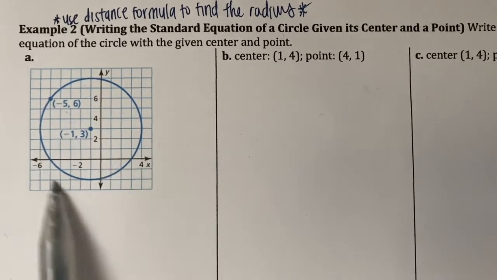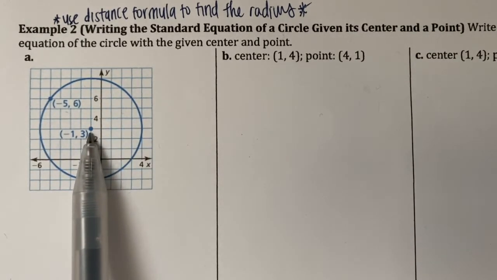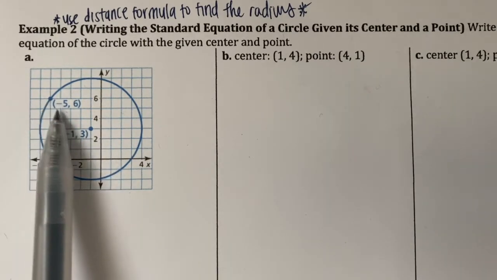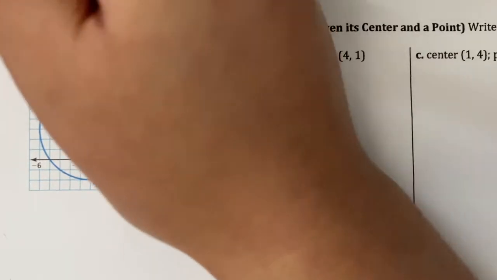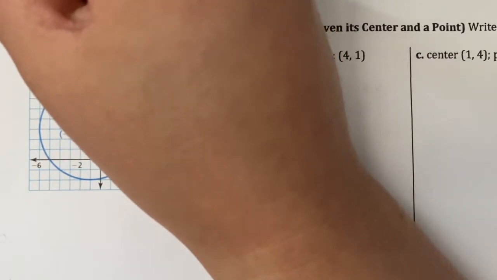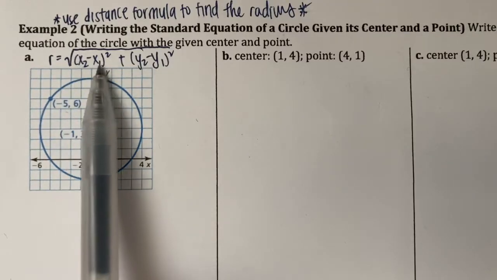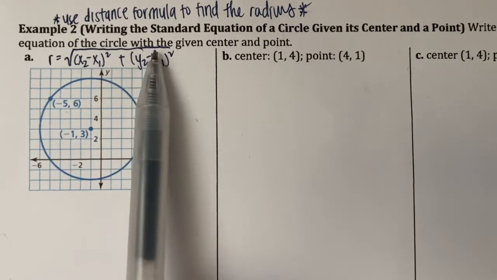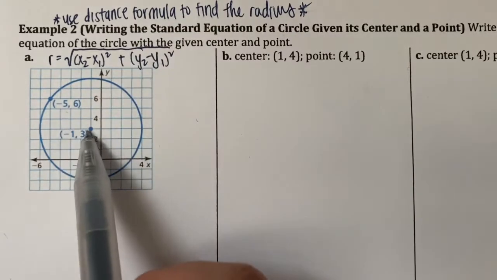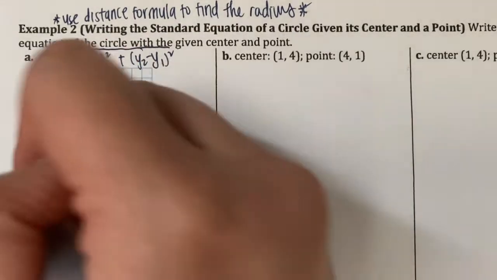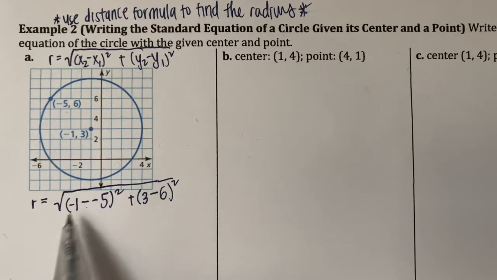For 2a, we know that the center of the circle is (-1, 3), and a point on the circle is (-5, 6). Let's use the distance equation, and I'm going to write it up here for anyone who needs a refresher. So you want to subtract the x values, square it, subtract the y values, square it, add it, and then square root it. So that's what we're going to do. I'm going to substitute the points into this equation. Here we have a double negative, which turns into positive.